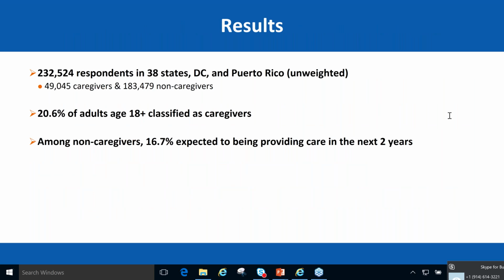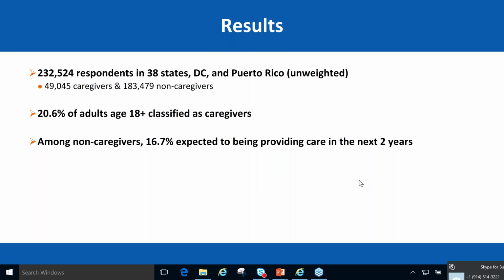So across the 2015 and 2016 years, there were over 232,000 respondents in those 38 states, DC and Puerto Rico, who responded to the caregiver module, and that's an unweighted number of respondents. And almost 50,000 of those respondents were classified as caregivers. When you weight those numbers, that translates to just over 20% of adults age 18 and older being caregivers in these states and territories. So 1 in 5 adults is providing care to someone with a long-term illness or disability.